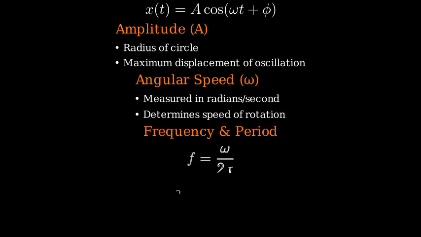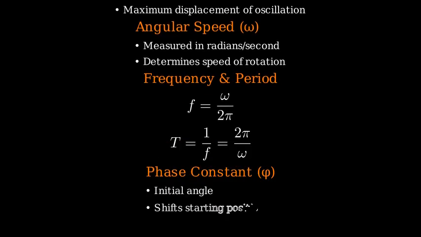In fact, the frequency f is related to omega by the equation f equals omega divided by 2 pi. And the period T, which is the time to complete one full oscillation, equals 1 over f, or 2 pi over omega. Finally, the phase constant phi determines the initial position of our point. A different phase shifts the starting position of the oscillation.